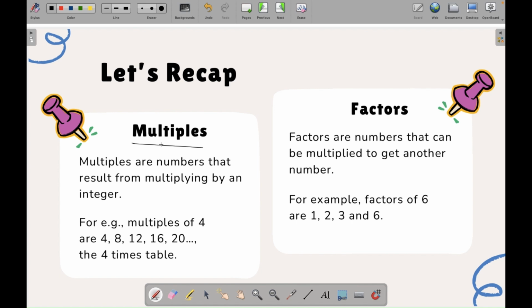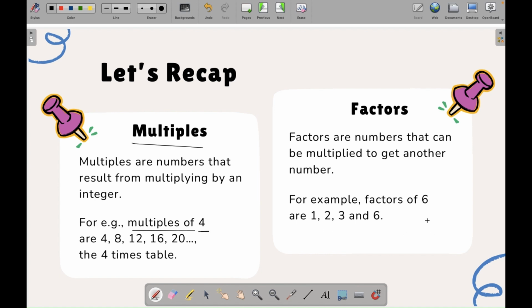A quick recap: what does multiple mean? Multiples are numbers that result from multiplying by an integer. For example, multiples of 4: we just have to write the table of 4 by multiplying it with 1, 2, 3 and so on. So 4, 8, 12, 16, 20 are the multiples of 4. Then factors are the numbers that can be multiplied to get another number. For example, factors of 6 are 1, 2, 3 and 6.